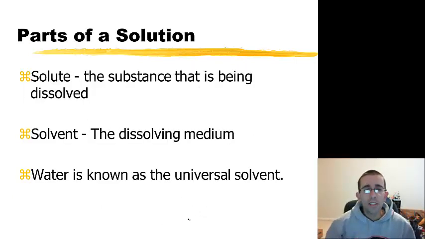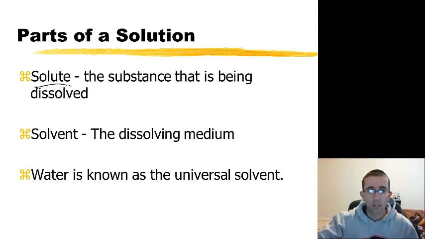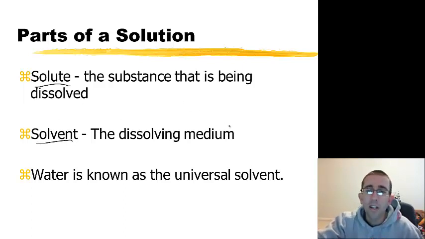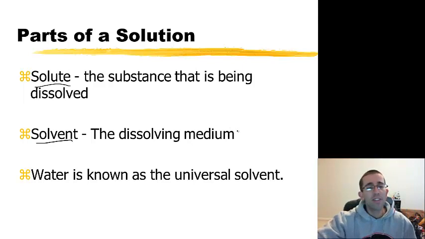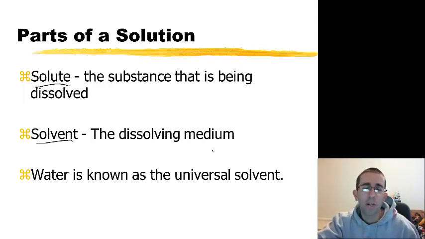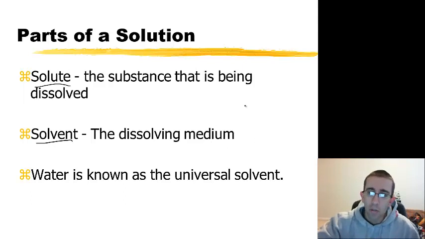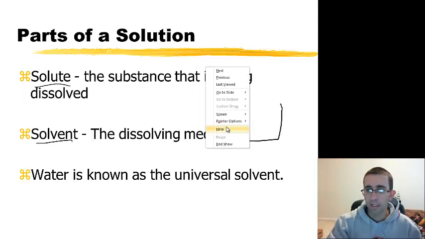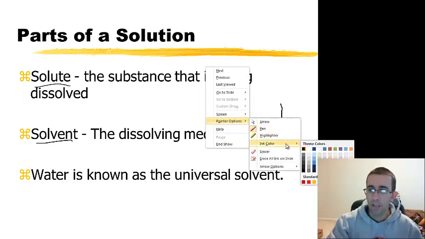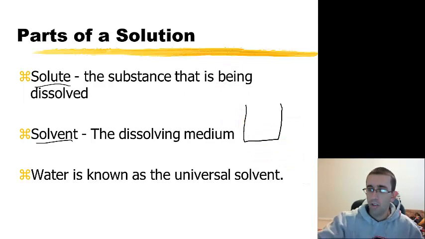There are two parts of a solution, the solute and the solvent. These are definitely two words that you need to know for vocabulary. Solute is what is being dissolved, and solvent is a dissolving medium, or another way to say it is what's doing the dissolving. Once again, we'll go back to our salt water container. I've got water in here, which is my nice blue color. So here's my water, H2O.